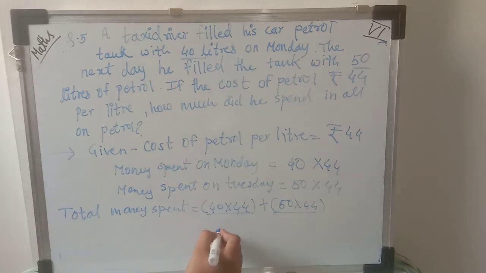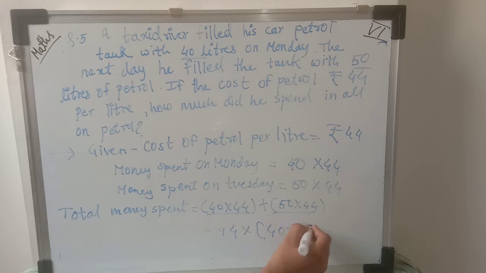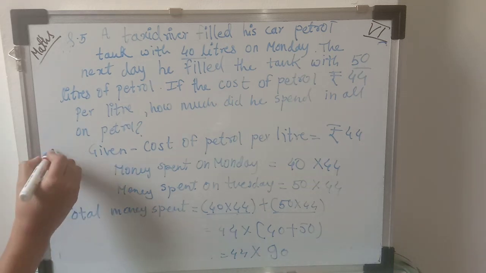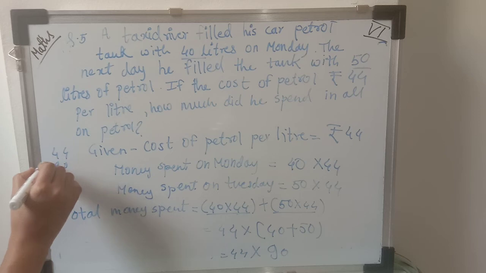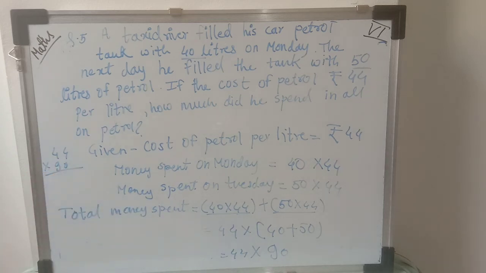So here 44 multiplied by 40 plus 50, 90. Okay, so let's do the multiplication of 44 and 90. Let's see what is the total cost that the taxi driver spent on the 90 liters of petrol.